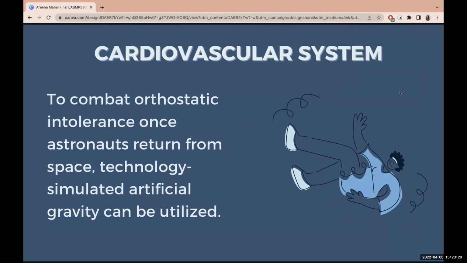And then when looking at the cardiovascular system, the issue we were looking at was addressing female astronauts showing a higher risk of post-flight orthostatic intolerance.